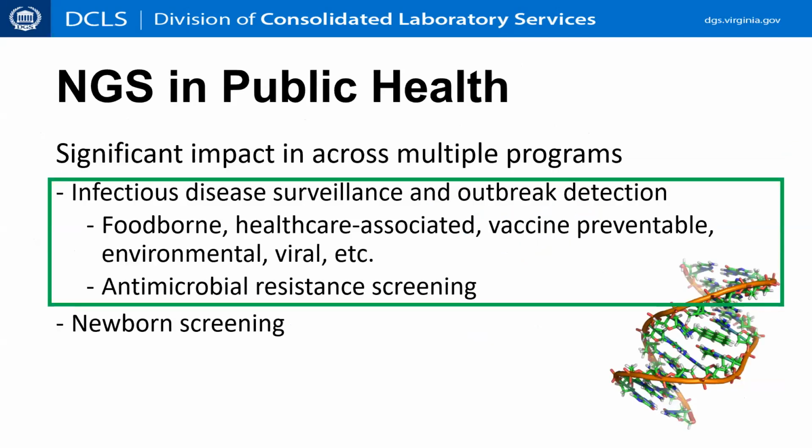In public health, accessing next-gen sequencing technologies, we're seeing massive impact in both infectious disease as well as the newborn screening space. However, with respect to this training, we're going to be focused specifically on infectious disease surveillance and outbreak detection. So we're looking at things like foodborne, nosocomial, vaccine preventable, environmental, and viral infectious diseases. Because we're looking at the DNA level, we also have the added capability of antimicrobial resistance screening, finding the gene presence or absence in a specific organism that would be an indicator of phenotypic resistance.